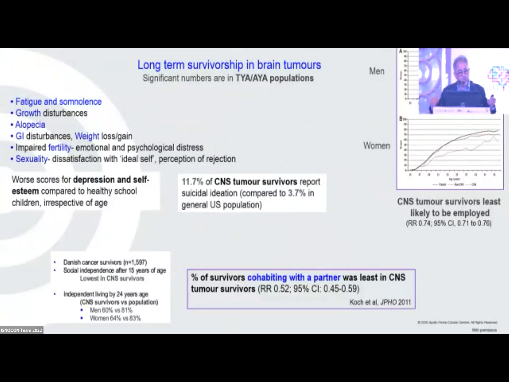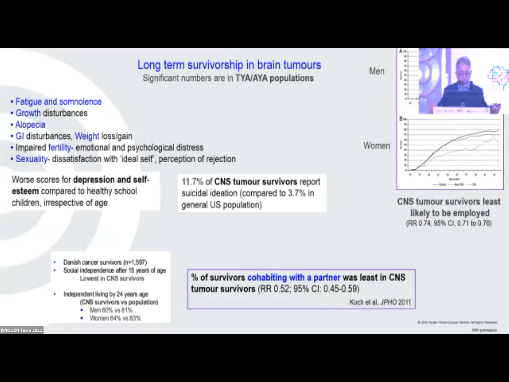But most importantly, at the end, I would like to highlight the issues faced by CNS brain tumor population. And it is a very sobering thought that while you can get the fancy diagnosis, you can get all the markers, you can do the NGSs and sequencing, and you can cure a lot of them too. But this group of patients does have a very significant symptom burden and survivorship burden when they grow up because of fatigue, growth disturbances, alopecia, impaired fertility. Mind you, they are an AYA population, the sexuality, the depression, self-esteem.